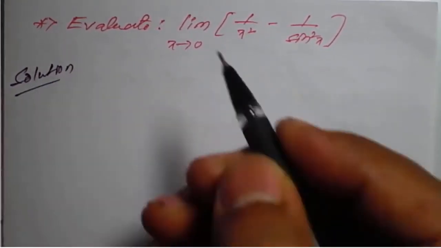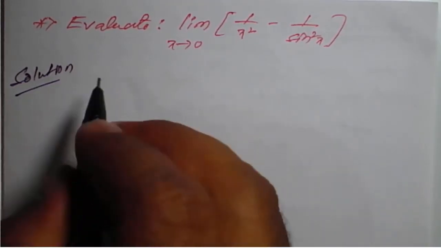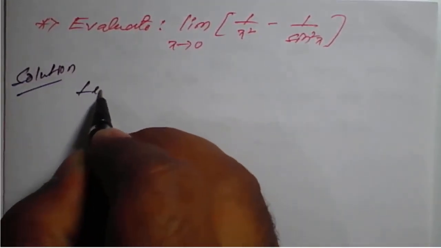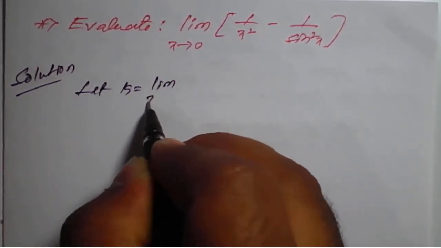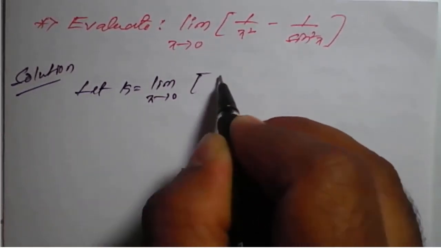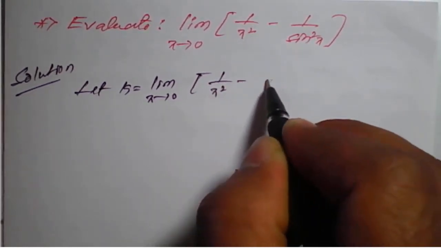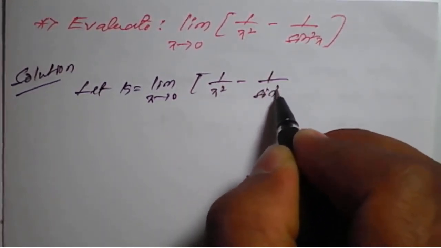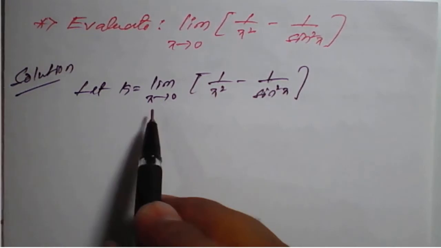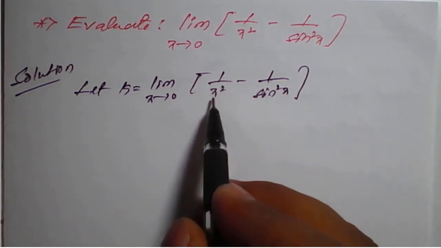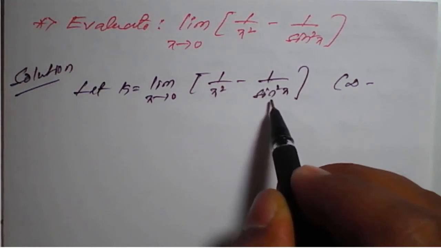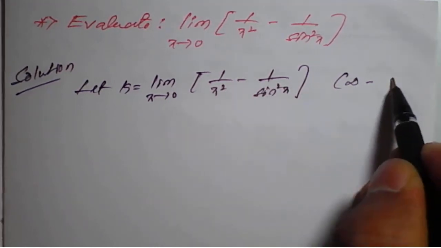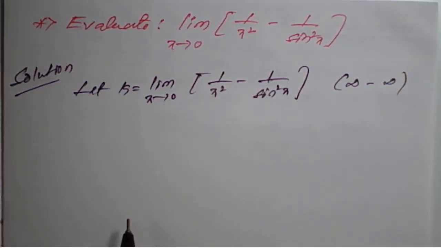First we'll check which indeterminate form it is. That is, we'll consider this limit as, let k is equal to limit x tends to 0 of 1 upon x square minus 1 upon sine square of x. If I apply x is equal to 0, 1 upon 0 is infinity, minus 1 upon sine of 0, which is 0, and 1 upon 0 is again infinity. So it is the infinity minus infinity form.